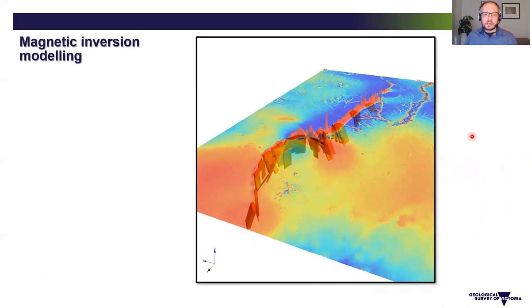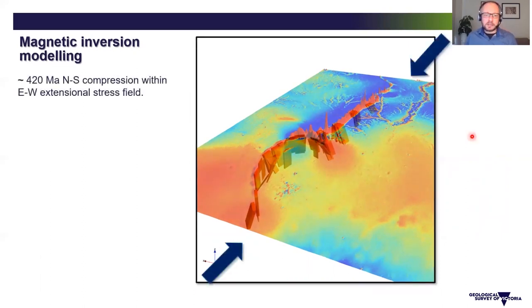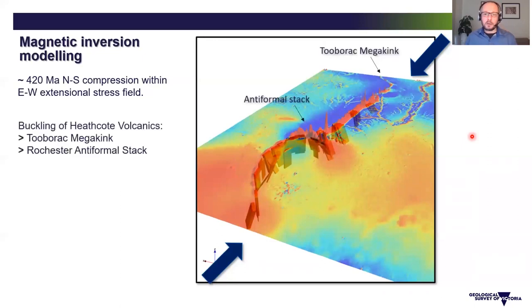So what we're seeing is that at about 420 MA, this area was undergoing north-south compression, and that caused the buckling of the volcanics. So the volcanics thrust faults and the volcanic units, and that has led to these features like the Toobrack megakink in the south there that we can map, and what we see in the magnetics and the gravity, the antiformal stack further north. And from the modeling, we can see that the volcanics have been locally overturned in this region and buckled.